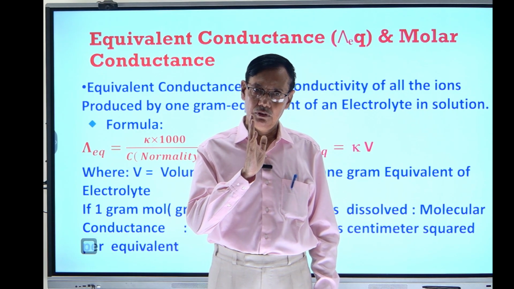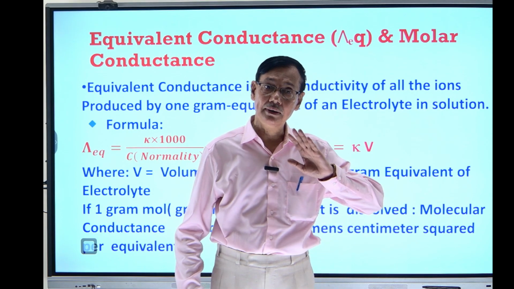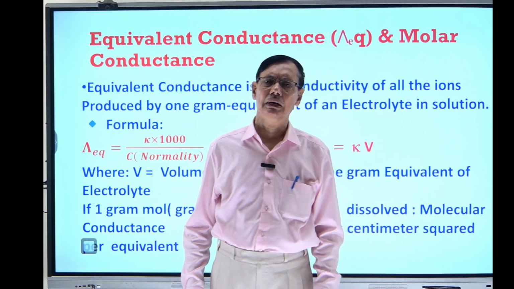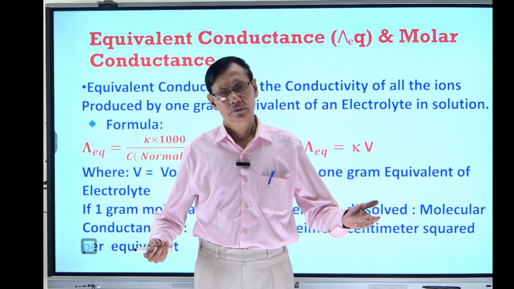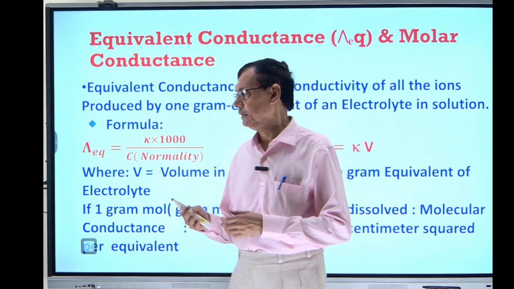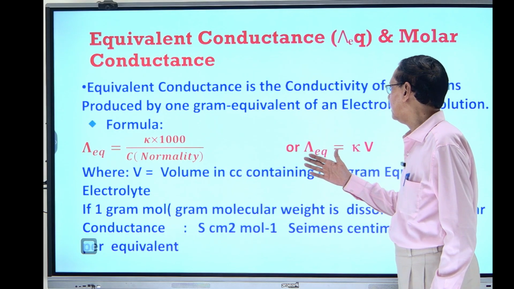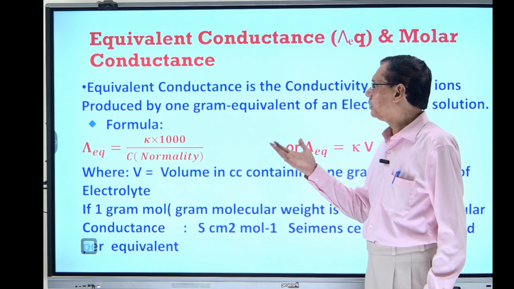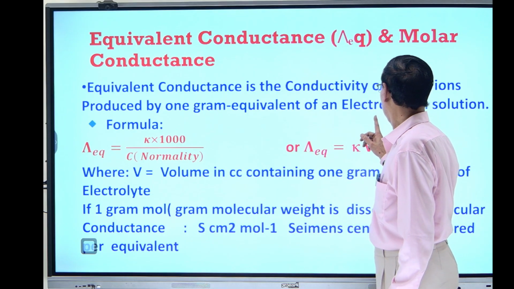So if I take the 1 gram equivalent, and if I take the 1 gram mole, that is the molar conductance. If you see some old books, you will find equivalent conductance, but there is no problem regarding the molar conductance or the equivalent conductance. So what should be the definition? The equivalent conductance is the conductivity of all the ions, of course, produced by 1 gram equivalent of an electrolyte.